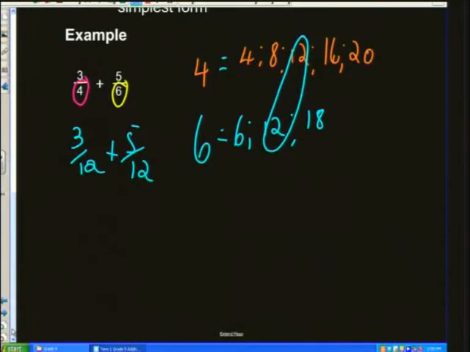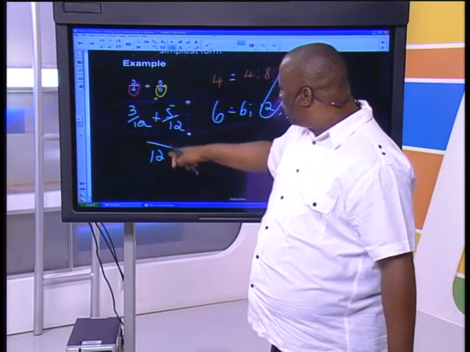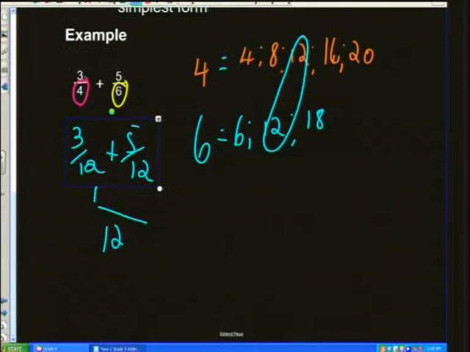So it's going to be 12. So 12 is the single denominator. So we're going to say, how many times does 12 go into 12? So 12 goes into 12 one time. And then write it there and multiply it with your numerator, which is 3.